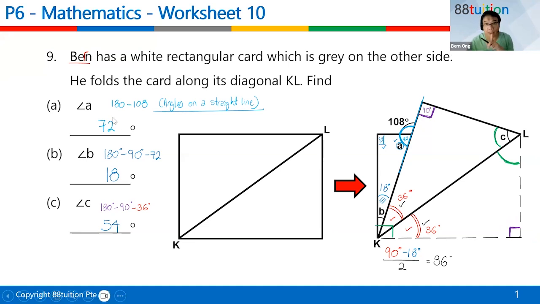Look at question 10. The same thing. Are you ready? Yes, I am. How come Mrs. Ong's voice comes out? So scary. Yeah. Okay, come on.